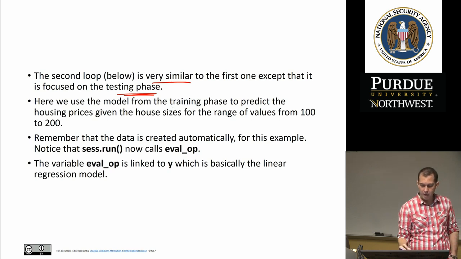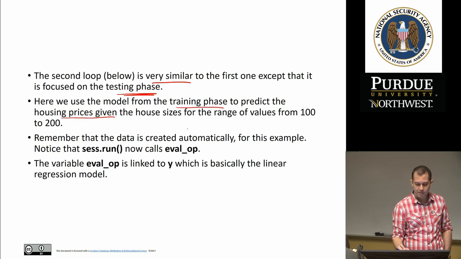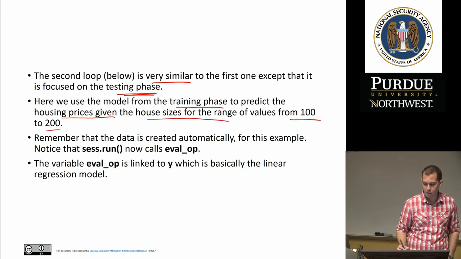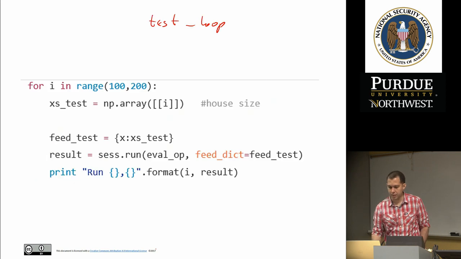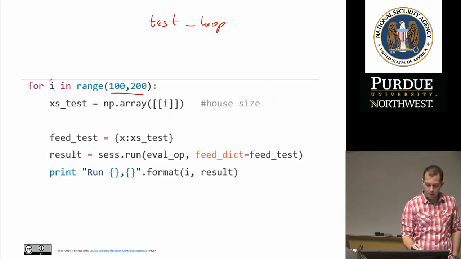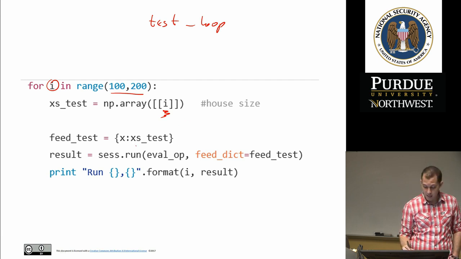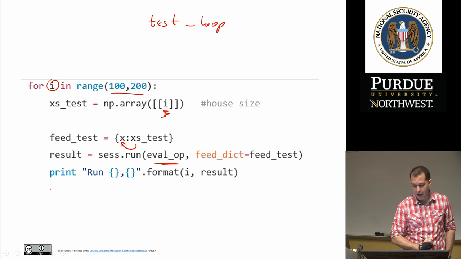So here we use the model from the training phase to predict the housing prices given the house sizes for the range of values from 100 to 200. If you remember, we do a range from 100 to 200. I is basically this I, so we generate a new XS test. And then this new XS test is assigned to X in the feed dictionary. And then we just run eval op.